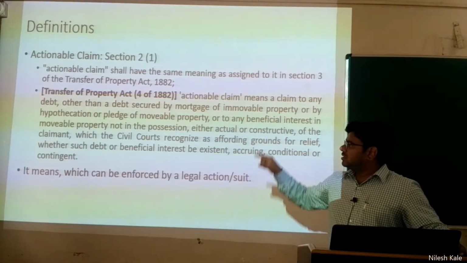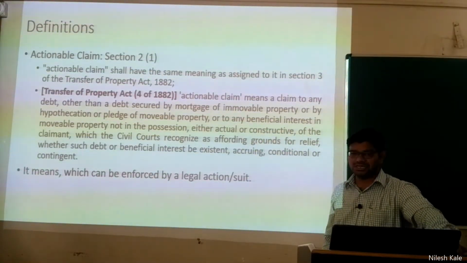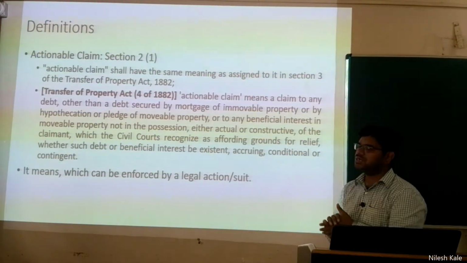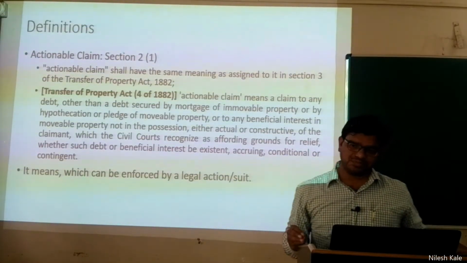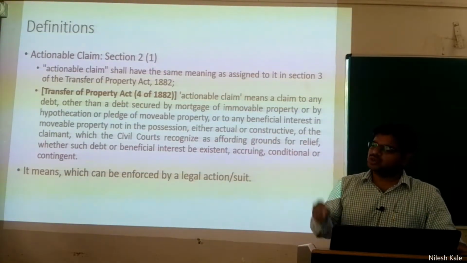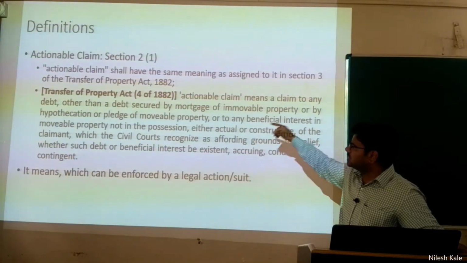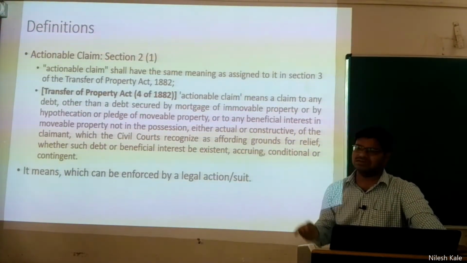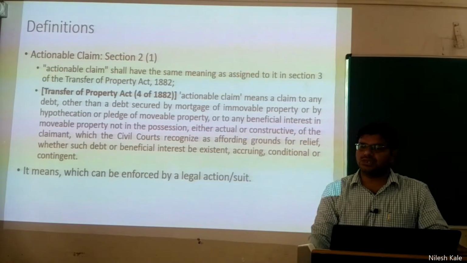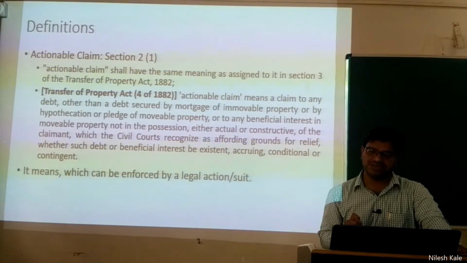Example, other than the debt secured by mortgage of immovable property, such debt which is already mortgaged on the immovable property. You have a house. A house is an immovable property, right? So on that house you have taken a loan, and that loan is a debt, right? And can you take the claim on such debt? Can you consider such claims? No, that will not be considered an actionable claim, because it is already mortgaged somewhere, right?